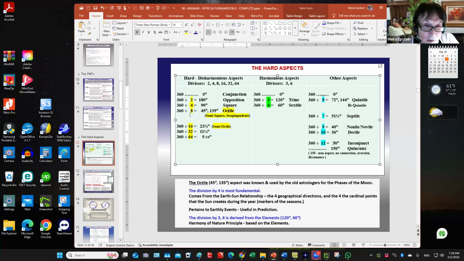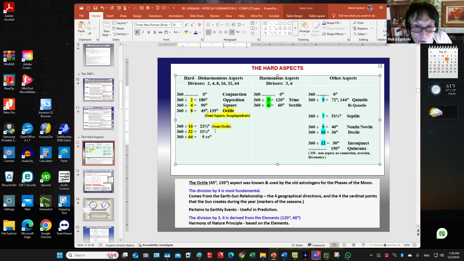But we go below that in our system. I divide by 16, by 32, and by 64. And look at the results. The numbers get smaller and smaller. Now, by 16, which is 22 and a half, and I will prove to you that it works.